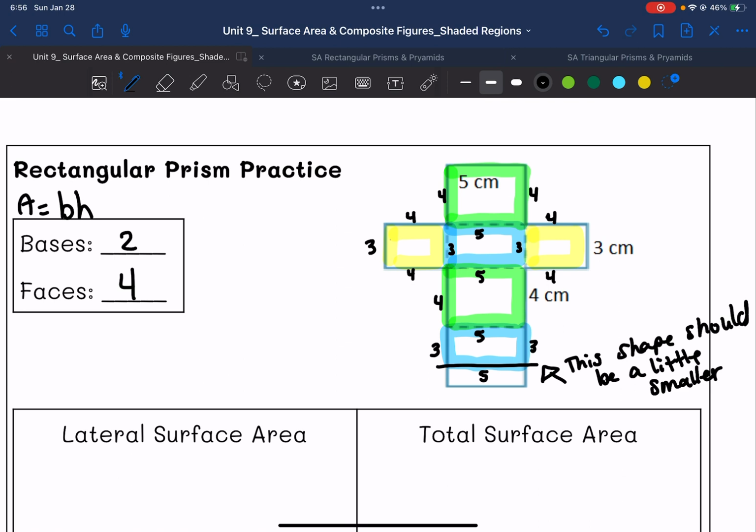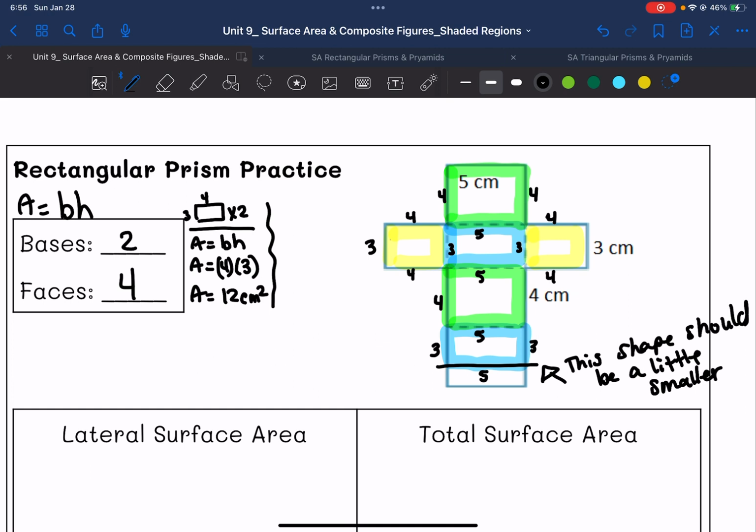But what I'm going to do is use the dimensions to determine which shape I'm working with. So the first one that I'm going to work with is the 3 by 4, the bases. And there's 2, so I'm going to write times 2. Now, I know that I'm going to do base times height. Base is 4, height is 3. That is going to be 12 centimeters squared. That's 1.